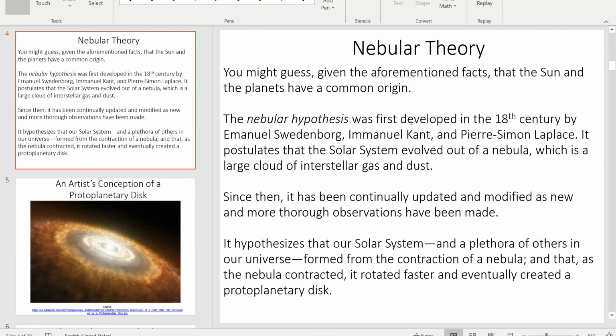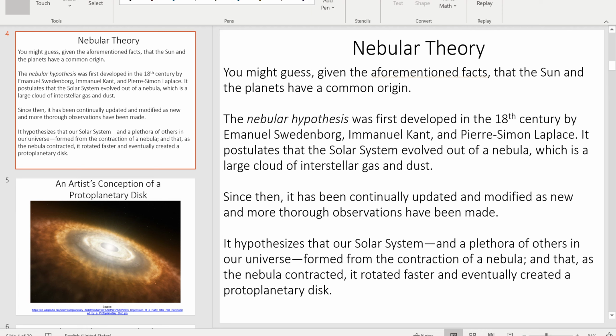The idea is that the sun and the planets have a common origin. They form together. This would make sense because, as I just said, the solar system is an ordered object. We don't have planets orbiting in random orbits. They all orbit in the same plane, and all of their orbits are very close to circular, with Mercury being somewhat of an exception.